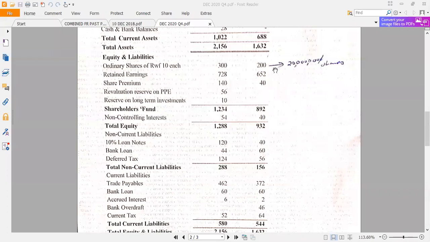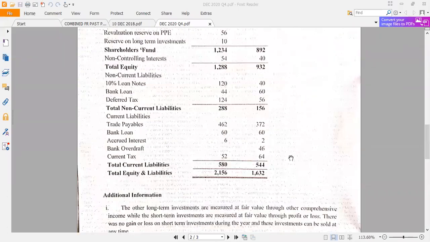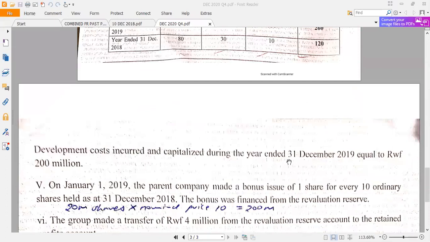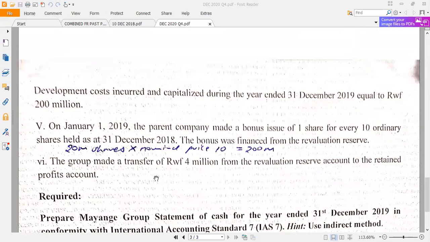So you take the difference between 300 million and 200 million, that is 100 million. You remove the bonus issue of 20 million. So we are left with 80 million, and then plus 100 million from the premium. So cash received from issue of shares is 180 million. I'll repeat it when I start doing the question. I just wanted to explain it.